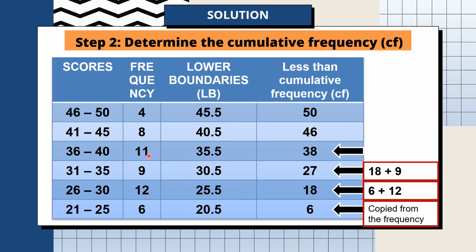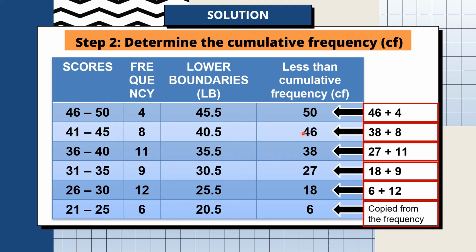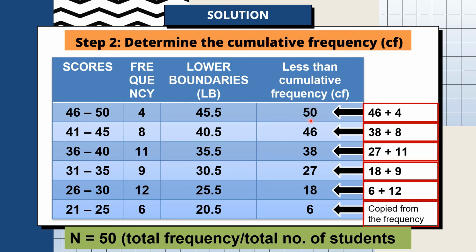Next, 27 plus 11 is equal to 38. And 38 plus 8 is equal to 46. And then next, 46 plus 4 is equal to 50. So, it means yung 50 na yan, that will be our N, or yung total frequency, or yung total number of students na kailangan nating isolve. So, para ma-verify, dapat yung cumulative frequency natin ay tutugma dun sa given na value ng N.